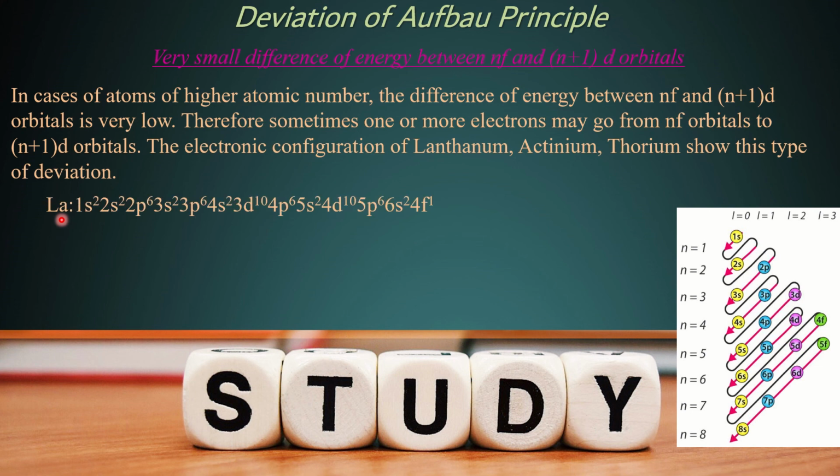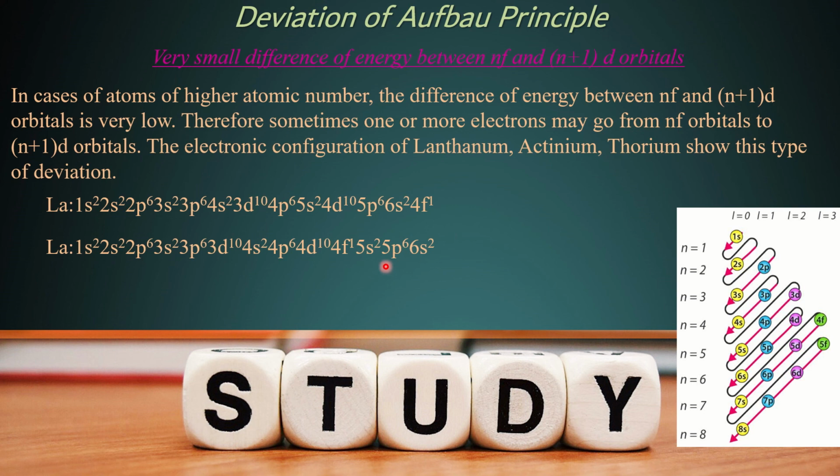Look, if we write the electronic configuration of lanthanum by following the Aufbau principle, then we will see that the electronic configuration should be 1s2, 2s2, 2p6, 3s2, 3p6, 4s2, 3d10, 4p6, 5s2, 4d10, 5p6, 6s2, 4f1. That means the 57th electron of lanthanum goes to the 4f orbital. It will be 4f1. And if we arrange the electronic configuration, then it becomes like this.